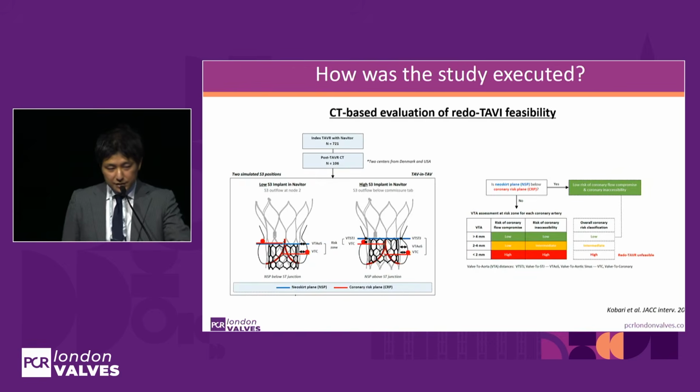So this is a pure CT-based simulation of redo TAVI feasibility. We have analyzed 100 post-Navitor CTs from 2 centers, one from Denmark and one from USA, and we analyzed the redo TAVI feasibility. I won't explain too much about the methodology, but if the neoskirt is below the coronary, we call it green, or low risk, for redo TAVI. On the other hand, if the neoskirt is above the coronary, then we measure the VTA, STJ, and VTC. And based on these measurements, we categorize again into green, low risk, or orange, intermediate, or red, high risk for redo TAVI.